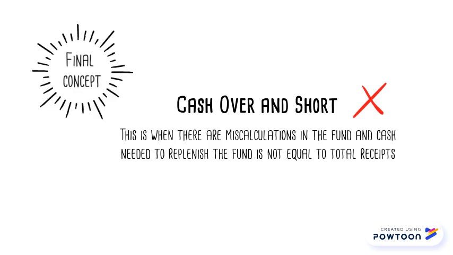The final concept of the petty cash fund is cash over and short, where there are miscalculations in the fund and the cash needed to replenish the fund does not equal the total receipts. In such cases, the discrepancy is charged to an account called cash over and short. Cash over and short is a temporary account.